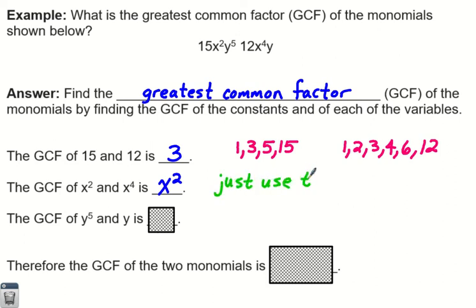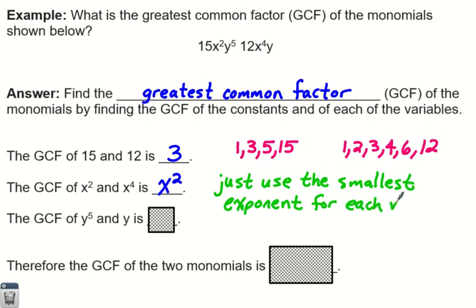Something like: use the smallest exponent for each variable, or something in your own words that means the same thing. That's it. So you have x to the 2nd and x to the 4th. You go with the smallest exponent you have for the x's, even if that exponent is technically 0.